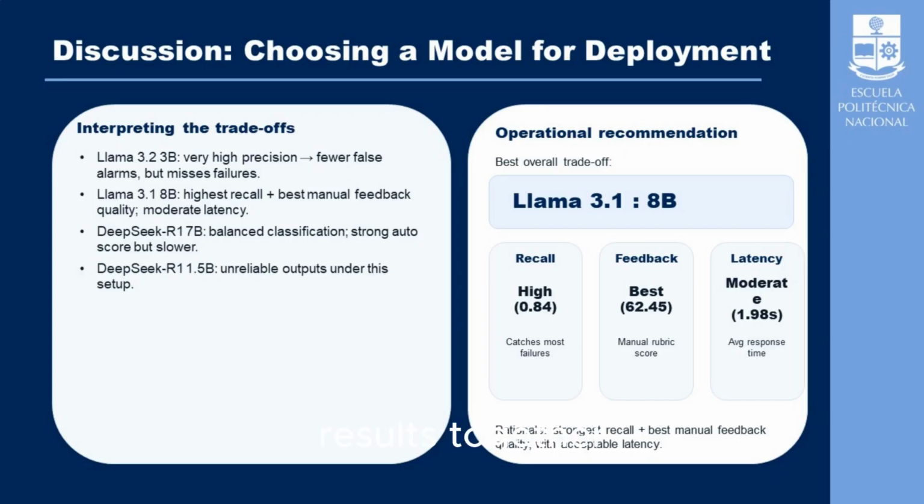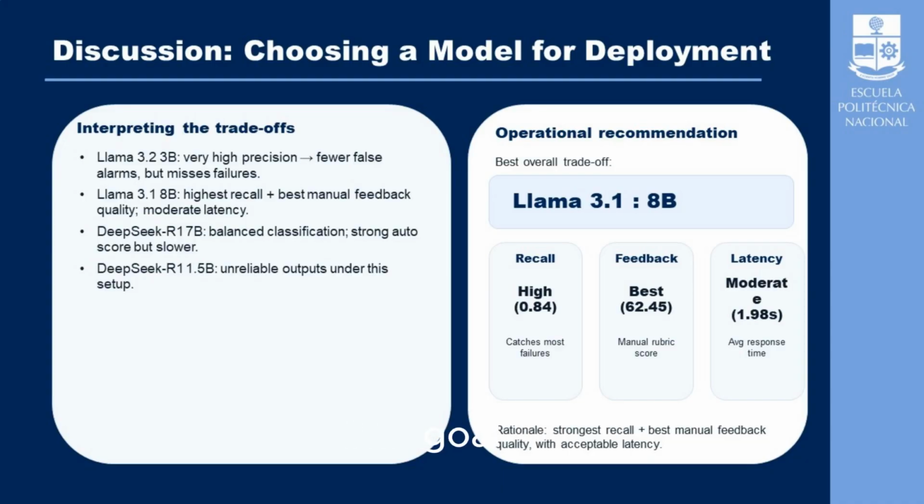Bringing the results together, model choice depends on what the institution values most. If the primary goal is to minimize false alarms, rejecting correct applications, then Llama 3.2 with 3 billion parameters is attractive because its precision is very high. But the cost is recall. It misses many failures, which is a risk in compliance workflows.